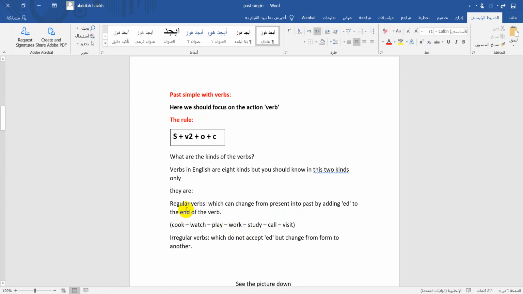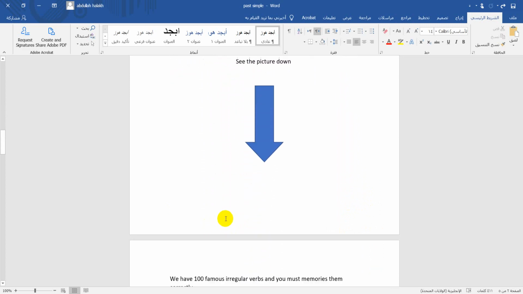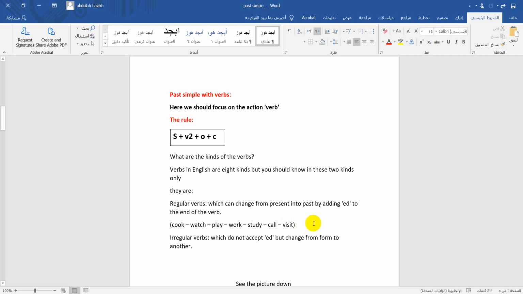Regular verbs, الأفعال القياسية أو كما يسميها النظامية, which can change from present into past by adding ed to the end of the verb. إذن الأفعال القياسية أو النظامية كما تسمى هي الأفعال التي تقبل أو تسمح بإضافة ed إلى آخرها حتى تتحول إلى الماضي. تمام؟ ما هي الأفعال القياسية؟ مثل cook, watch, play, work, study, call, visit إلى آخره من الأفعال. بمعنى أن هنالك أفعال نظامية كثيرة جدا.